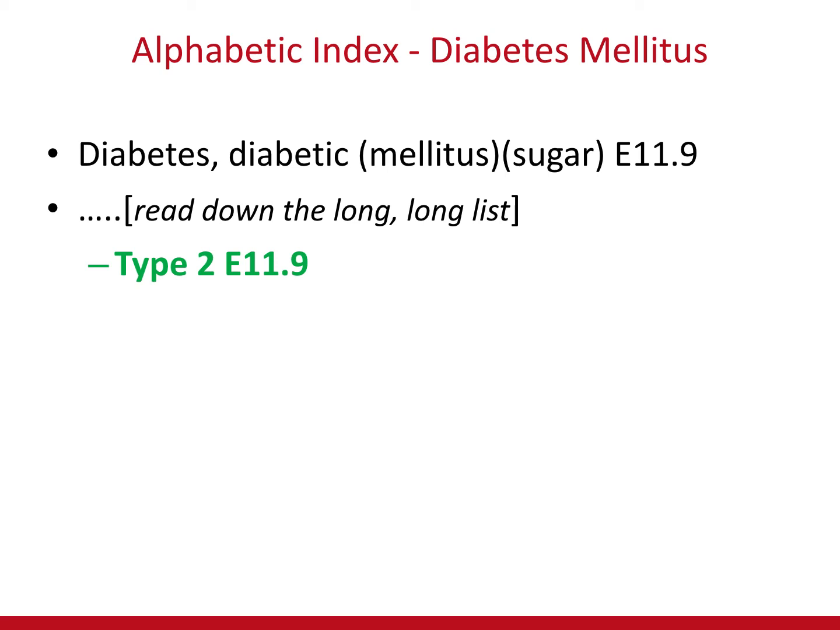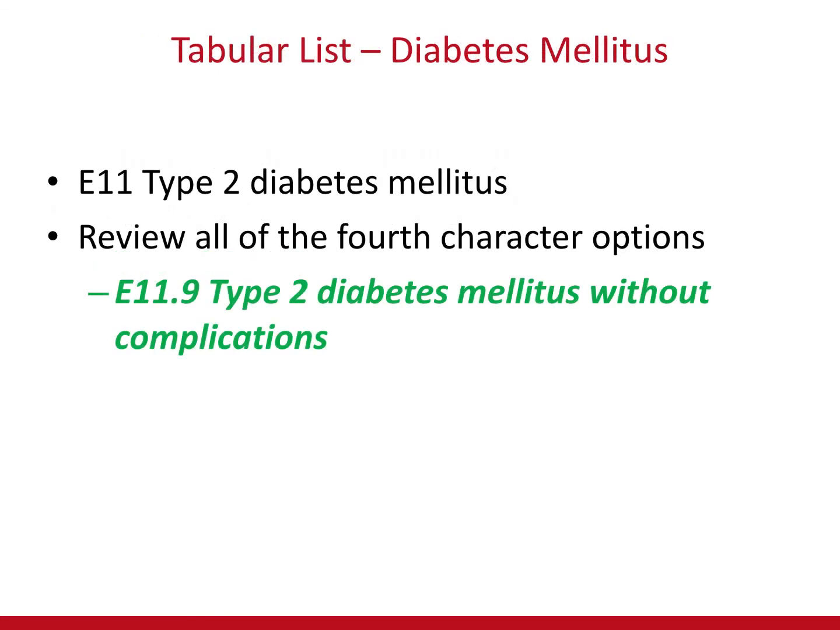And all that work for nothing? No, it's not for nothing. It suggests the same code though, but now you know you're in the right place. Let's turn to the tabular list. In the tabular list, we're always going to start reading at the 3-character level. And E11 is described as type 2 diabetes mellitus. So we know we're in the right place.